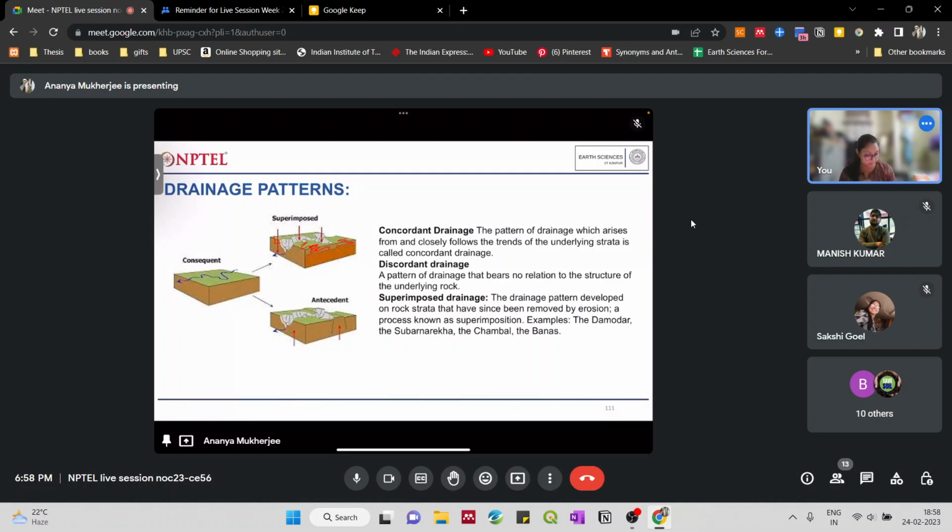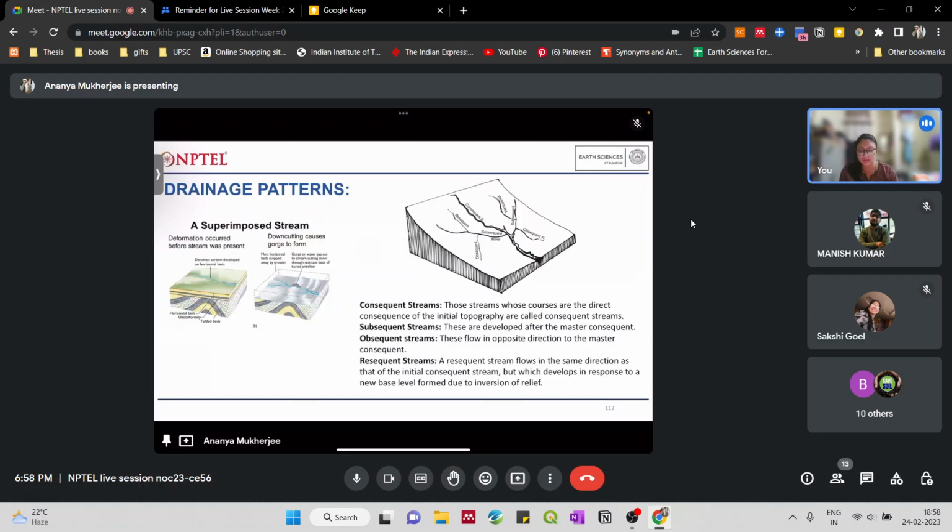Some of the examples that you have are the Chambal River and Damodar River. These are superimposed drainage examples of this superimposed drainage pattern. Over here you can see that deformation was there before the stream was present. Then the down cutting also happened, and the erosion is also happening in the same way, but the stream still is flowing in the similar way that it was flowing before.